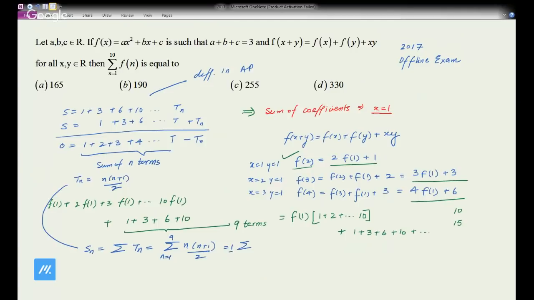Now this problem becomes 1 by 2 you can take outside, n square plus summation n, right? So this is sum of squares of first 9 natural numbers. This is sum of first 9 natural numbers. Got it? So if you notice, this question was a bit lengthy, no doubt about it. One could not have gone without it. Lengthy problem, so do not worry about it. There will be times where the question will come out to be lengthy.